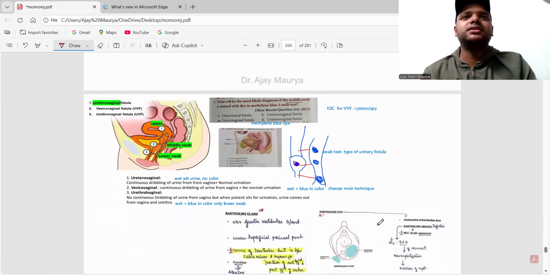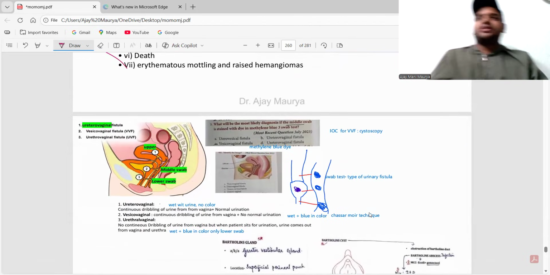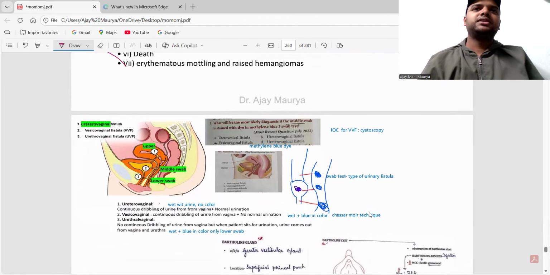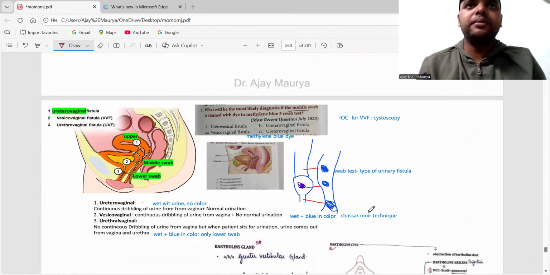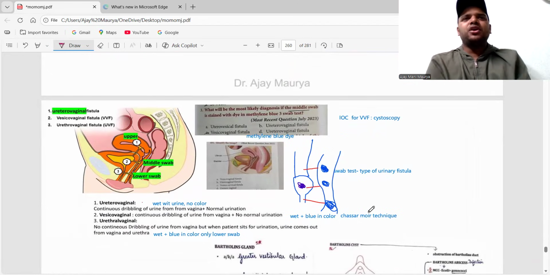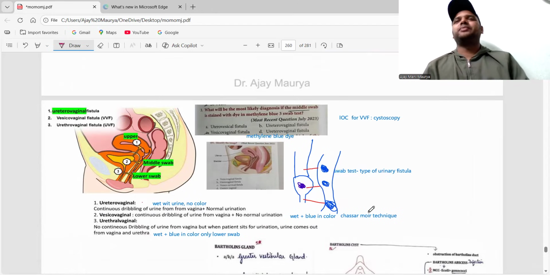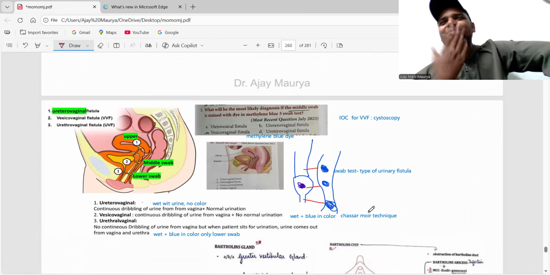These are the fistulas. This is the urinary fistulas. This is from OBGYN. Please read the question first. What will be the most likely diagnosis if the middle swab is stained with the dye in the methylene blue three swab test? See, what they asked is the middle swab, meaning what is middle?